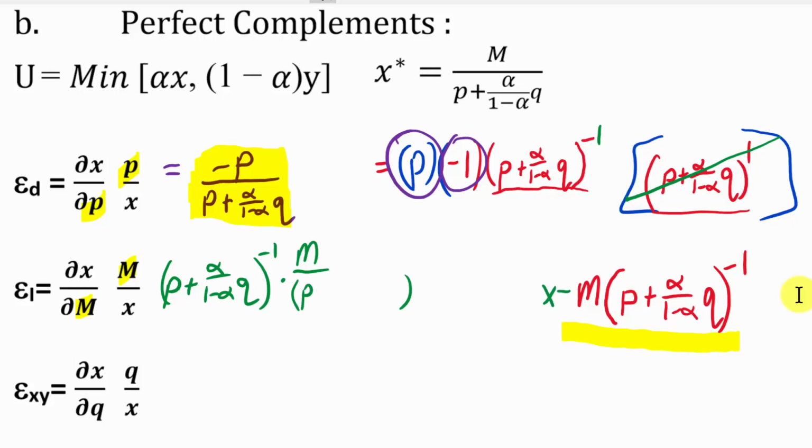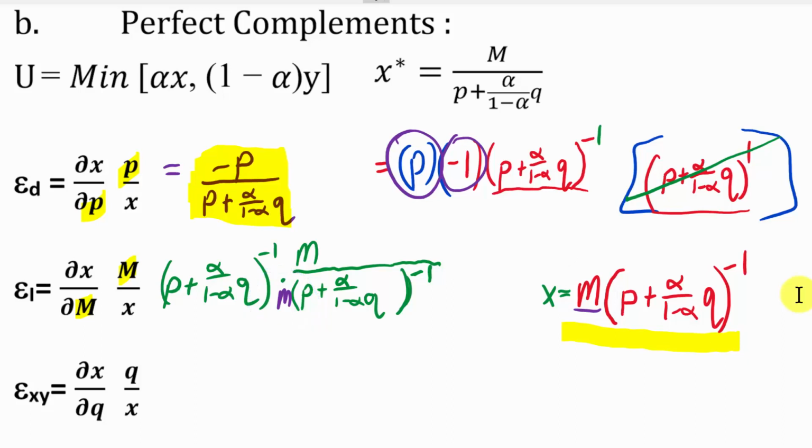That's x. So rewrite that: p plus alpha over 1 minus alpha q to the minus 1 power over there. Oh, I forgot something, and that's important. We forgot the other m, all right? So we forgot that m right there.